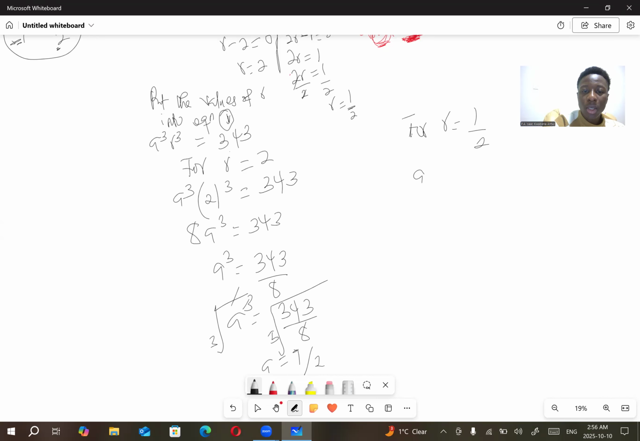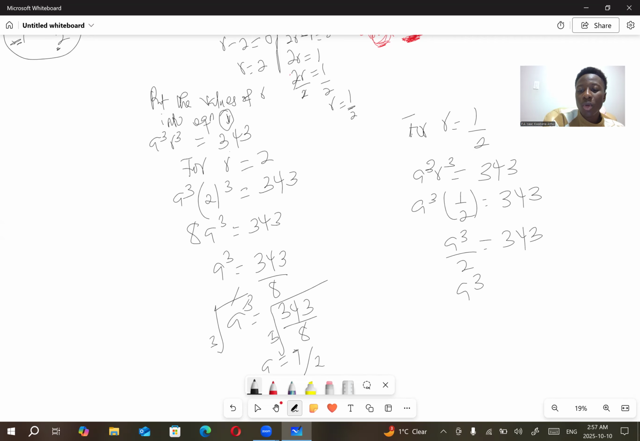The formula is A cube R cube equals 343. So you have A cube times 1 over 2 equals 343. So we have A cube over 2 equals 343. Multiply by 2, so you have A cube equals 343 times 2. 343 times 2 is 686. So A cube is equal to 686.